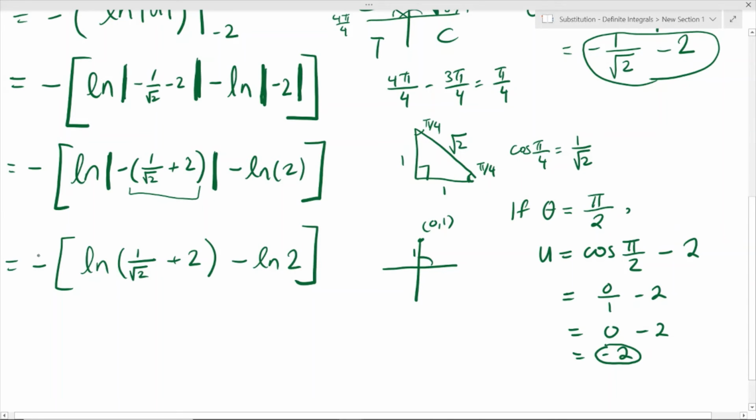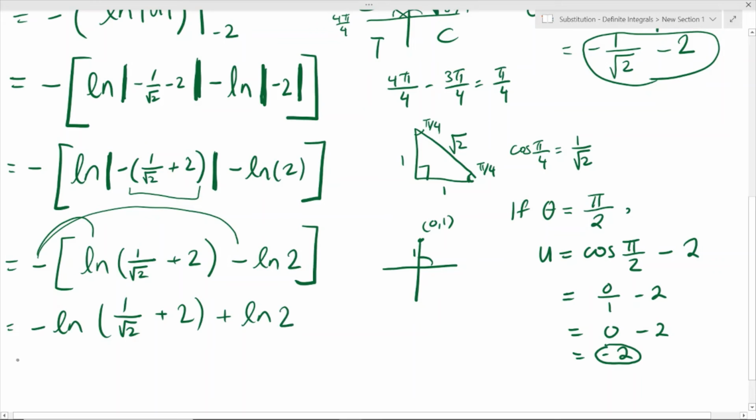And now let's apply the distributive property into each of these terms. First negative, so it's going to become negative ln 1 over square root 2 plus 2. Then this negative goes to this negative, so positive ln 2. So this is ultimately equal to ln 2 minus ln 1 over square root 2 plus 2. Right, I basically rewrote this, writing this first, then writing this afterwards.